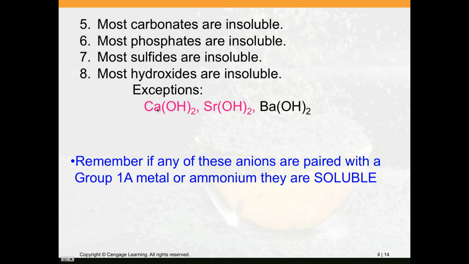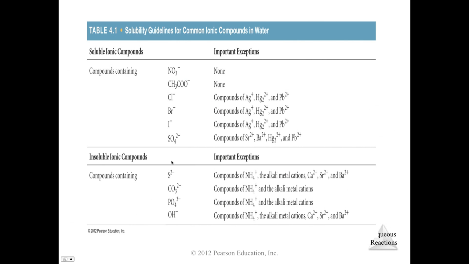Now, some textbooks will show calcium and strontium as being insoluble. Some textbooks show it as being soluble. It just depends on where you're looking. Not a big deal, but I just wanted to note that. And then remember, if any of these anions are paired with a group 1A metal or ammonium, they are soluble. And that's really the one rule that you have to remember.